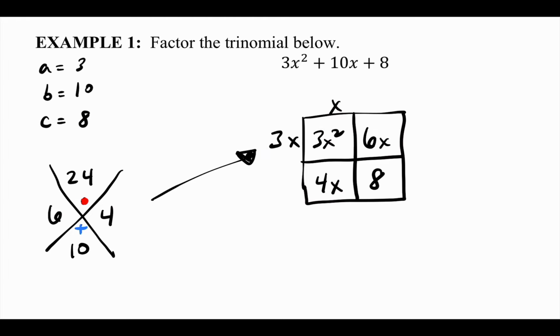So now I have a 3 here and I have a 6 here. I already got the x, so I don't have to worry about that. So 3 times what makes 6? Positive 2. And then I have a 1x here, right? A 1x there. So 1, I already have the x down here. So 1 times what makes 4? Positive 4.